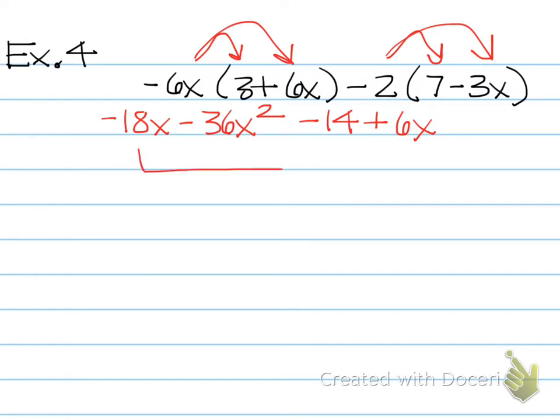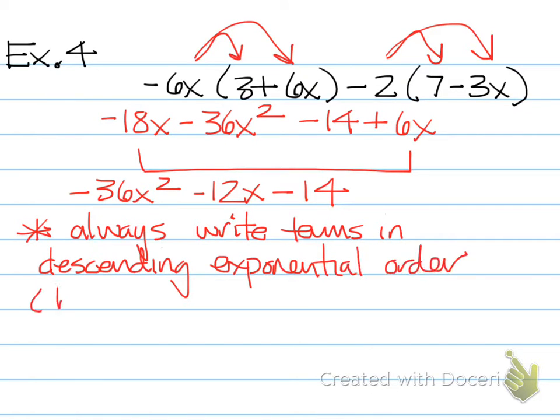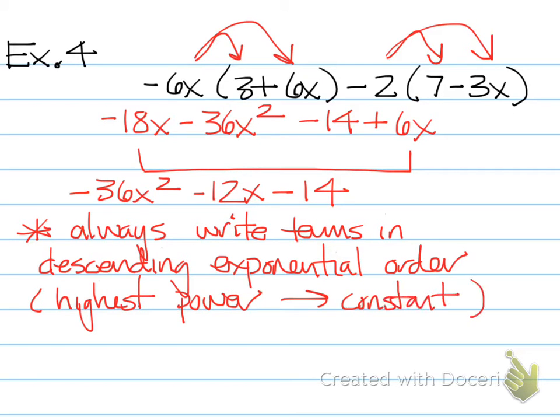Now we're looking for like terms. We have like terms in the x's. The x terms are like, so we add the coefficients. Negative 18 plus 6 gives us negative 12x. So we have negative 36x squared minus 12x minus 14. The reason I wrote it that way is because you should always write your terms in descending exponential order. You go off of the exponents on your variables. The highest exponent should be the first term, and then you work your way down to the constants.